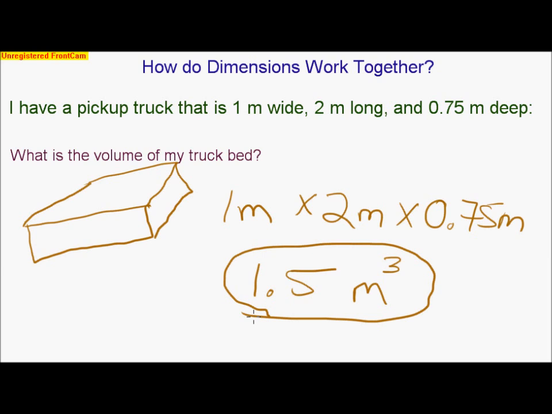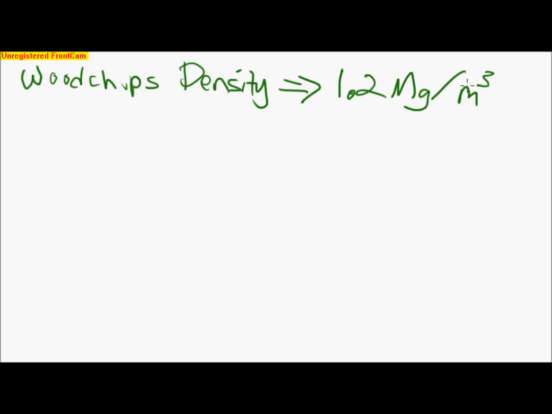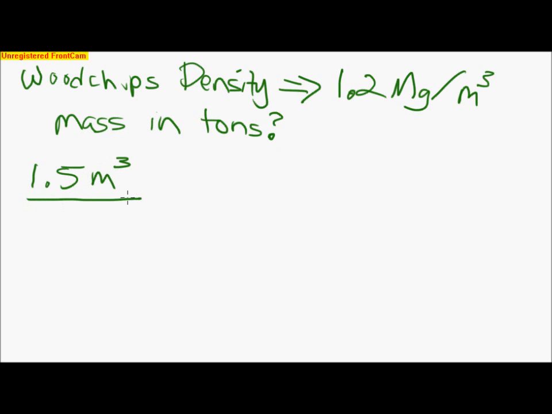So the next thing that we are going to need to know is the density of my wood chips, the mass per unit volume. So, what is my mass in tons? Well, I already know that my truck space is 1.3 cubic meters over 1. So, it's the same type of dimensional analysis.